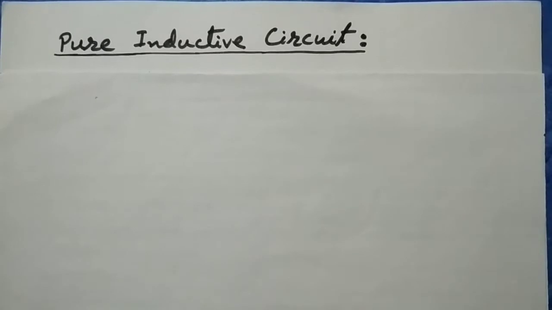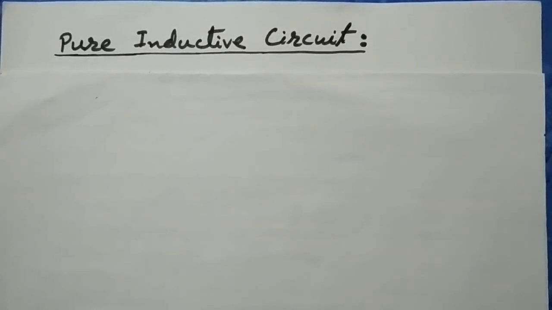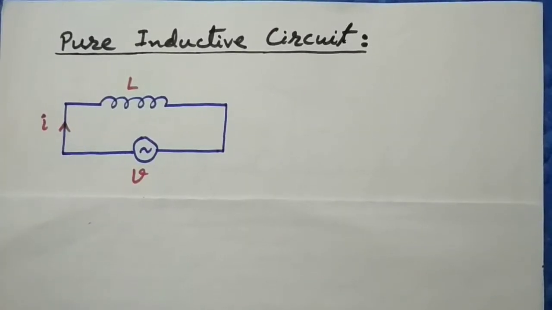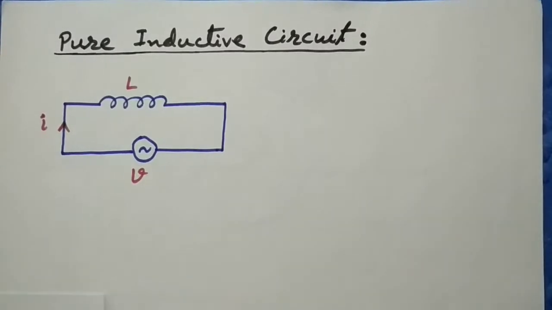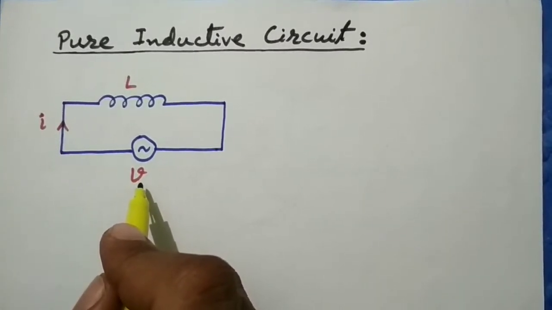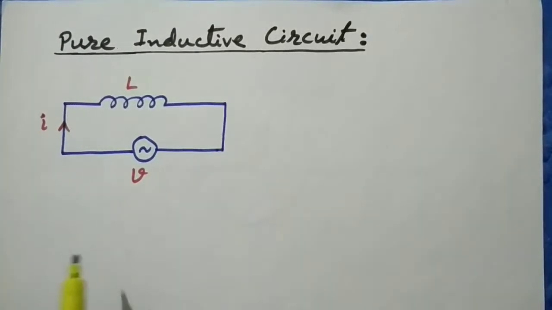The next circuit element is the inductor. So consider a purely inductive circuit. Basically, an inductive circuit is a coil with or without an iron core having negligible resistance. So this is a purely inductive circuit where L is the inductance of the circuit, V is the voltage applied, that is the AC voltage, and a current will flow in the circuit and that will be represented by I.